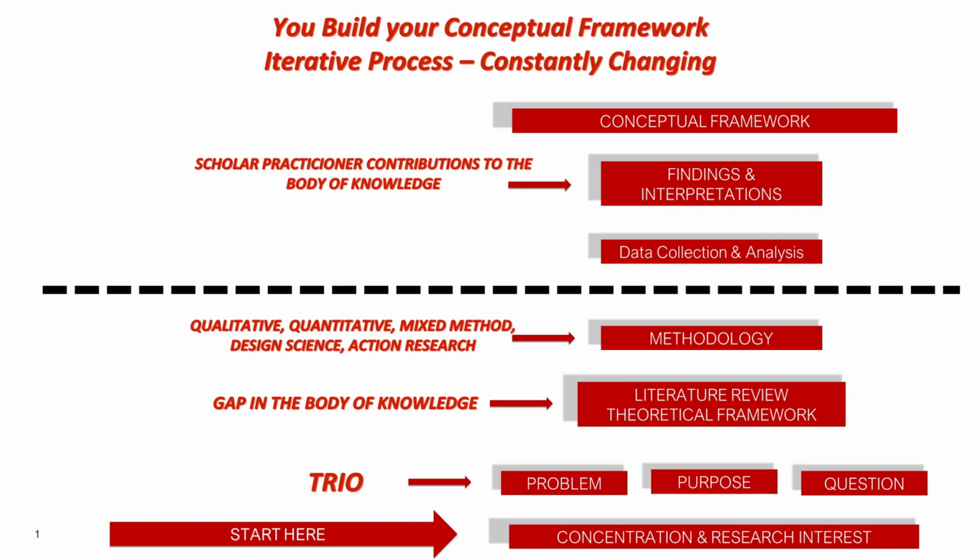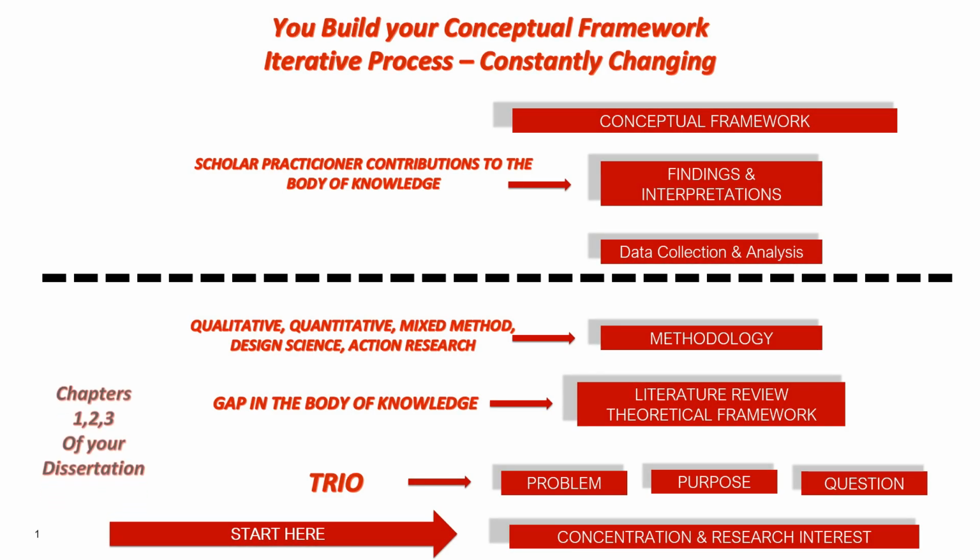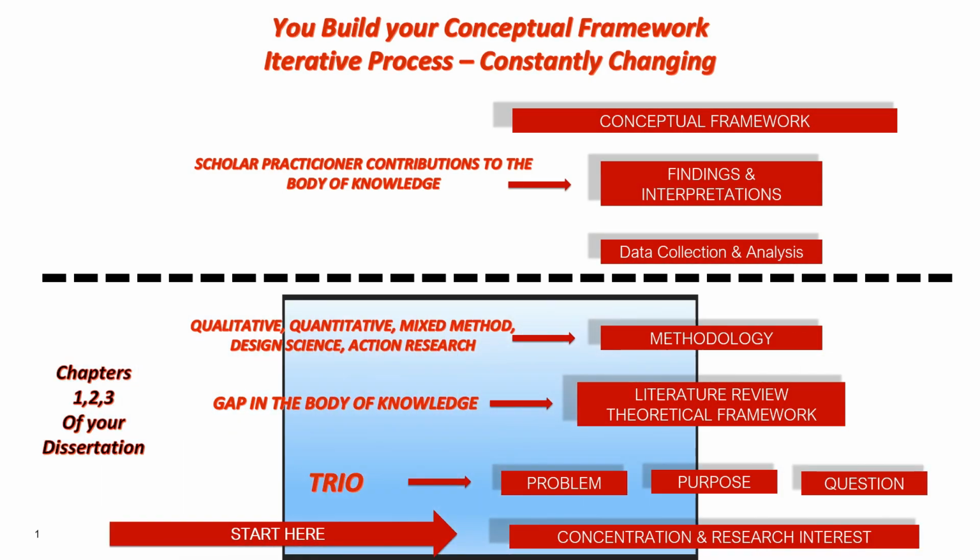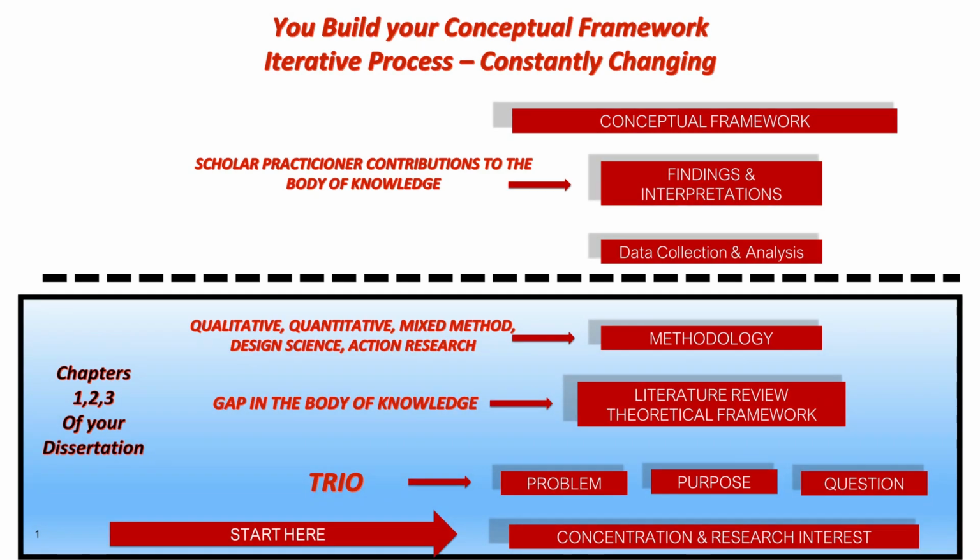Once you're confident with your theoretical framework and literature review, and you have a strong trio, it's your research question that's going to lead you to the next building block, and that is the methodology. Depending on the research question, your method is either going to be qualitative, quantitative, mixed method, design science, or action research. If you look at the bottom half of this page below the dashes, you'll see that this makes up chapters 1, 2, and 3 of your dissertation.